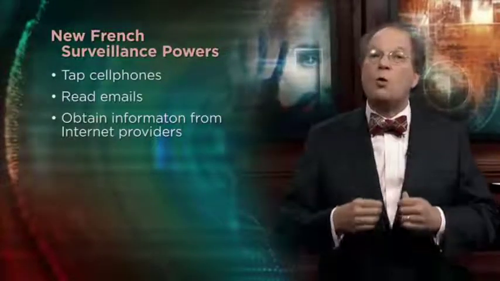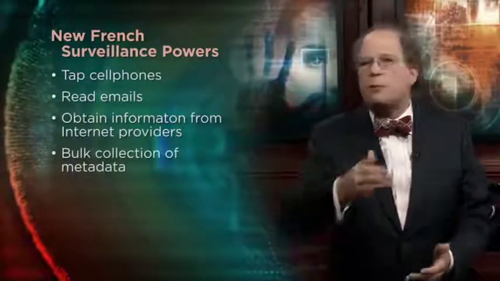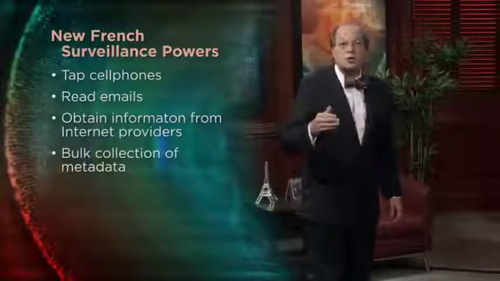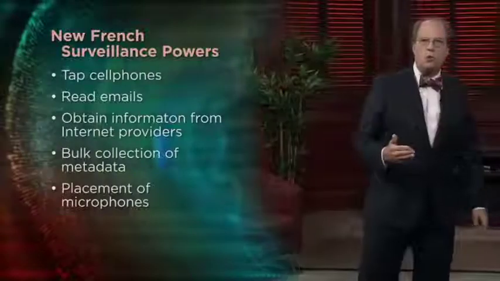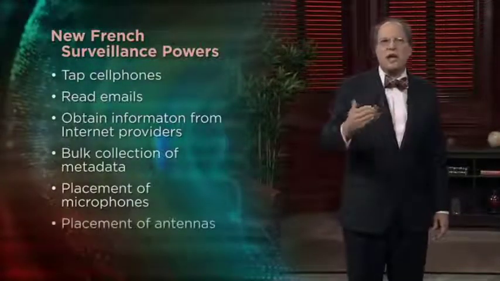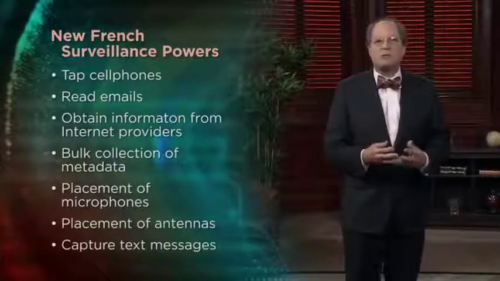Among the types of surveillance that the French intelligence services were authorized to carry out was the bulk collection and analysis of metadata, similar to that which has been performed by the NSA. The French intelligence services could also request a right to put teeny microphones in a room, or on objects such as a car or in computers, or place antennas to capture telephone conversations, or the mechanisms that capture text messages.